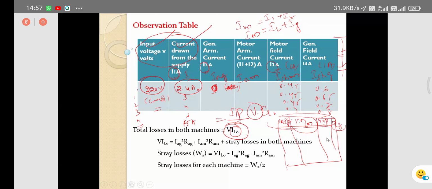Actually, our objective is that whatever power is drawn from the supply is used to overcome all the losses here. Okay.